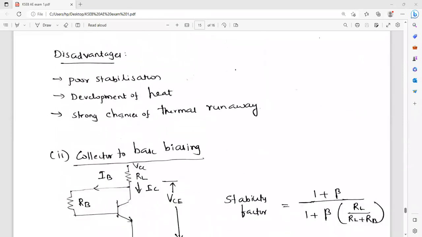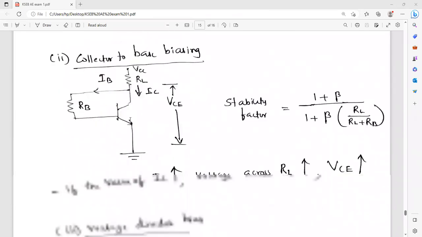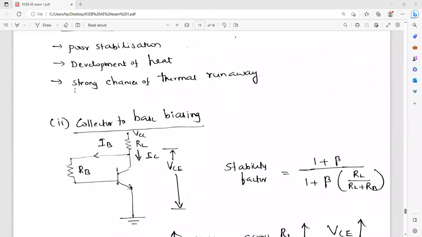There is production of heat because you are using a resistor at the base side. Also, there are chances of thermal runaway because the temperature is getting increased. In parallel, ICO will be increased, the leakage current will be increased. As a result, the collector current also will be increased. Due to that, there is high power dissipation.